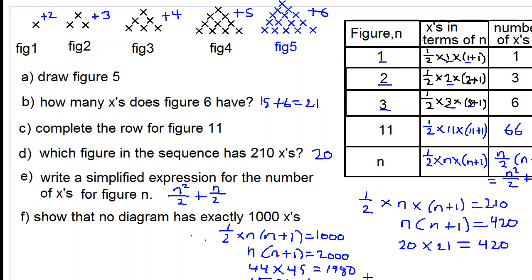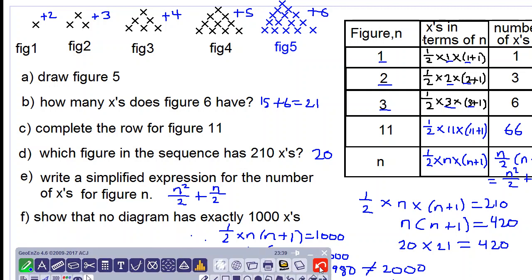So we never get 2000. This is not equal to 2000, and this is also not equal to 2000. So by trial and error, we show that the answer could never be 43, and the answer could never be 46. The answer could never be 44. The answer could never be 45. So this shows that no diagram has exactly 1000 x's.